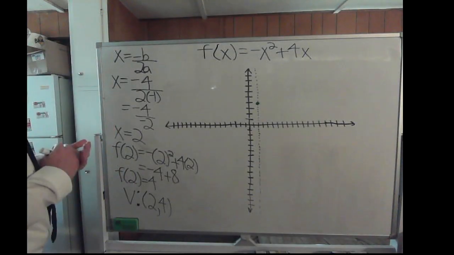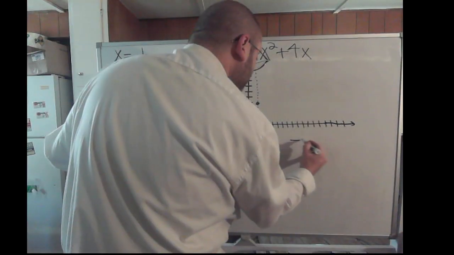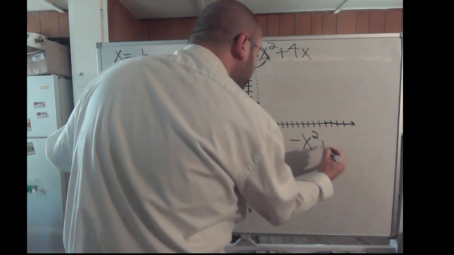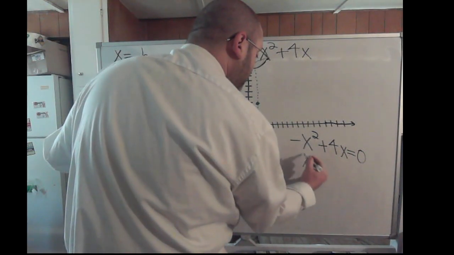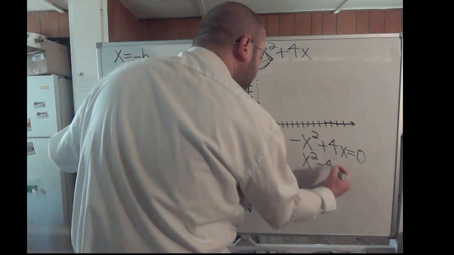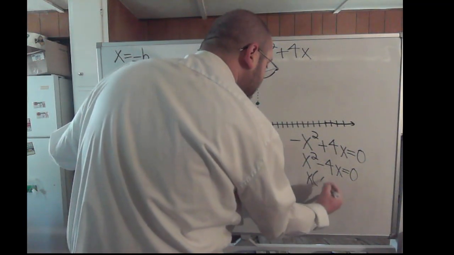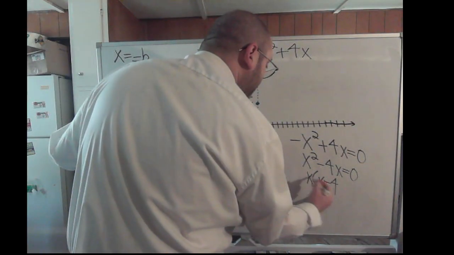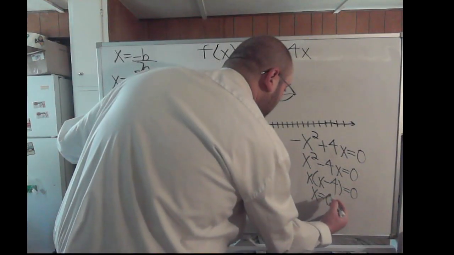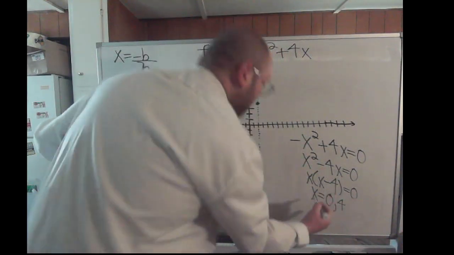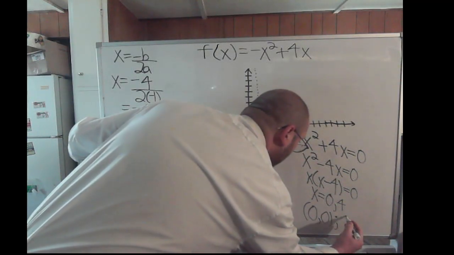Okay. Now, we probably just want to find the x-intercepts, so let's set this function equal to 0. So you'll take negative x squared plus 4x and set that equal to 0. Or you can factor out a negative 1, you'll get x squared minus 4x equal to 0, which would factor into x times x minus 4. That would equal 0. So therefore x equals 0 and 4. So your x-intercepts are going to be at 0, 0 and at 4, 0.